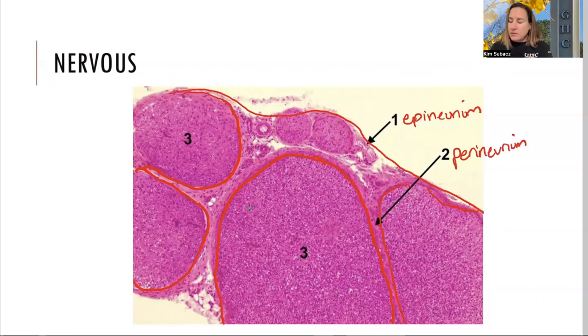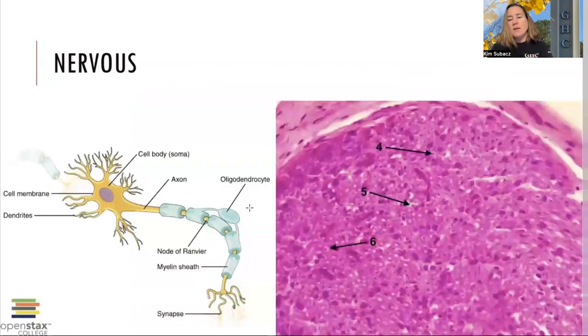And then if we zoom in on it, we are going to have endoneurium that is going to be surrounding an individual nerve. So it is this guy. If we look real close, that number 6 is going to be endoneurium that goes around a whole nerve. But we haven't even talked about what a whole nerve looks like yet. So I stole this image from OpenStax to show you a really good drawing of what a nerve looks like.